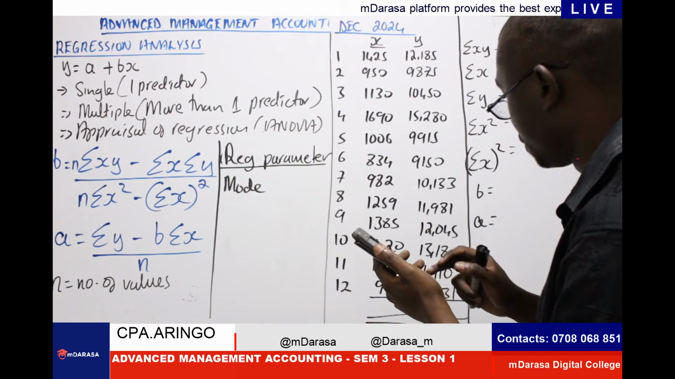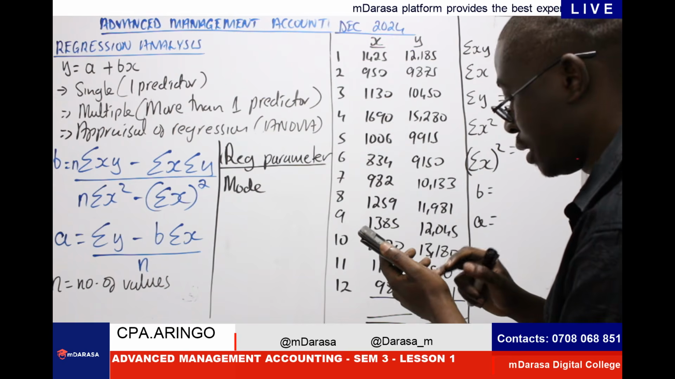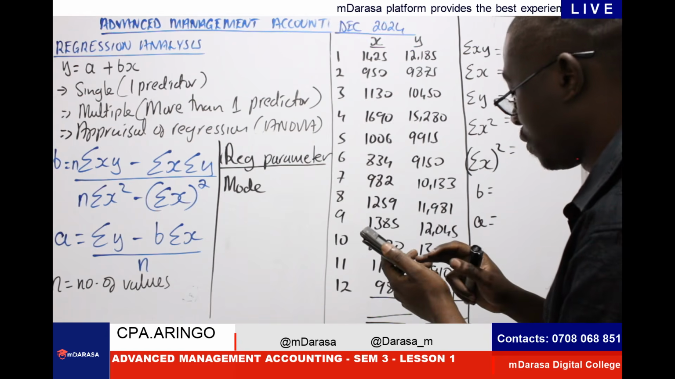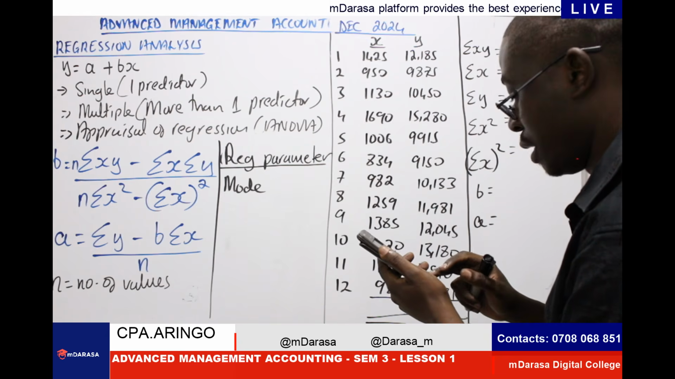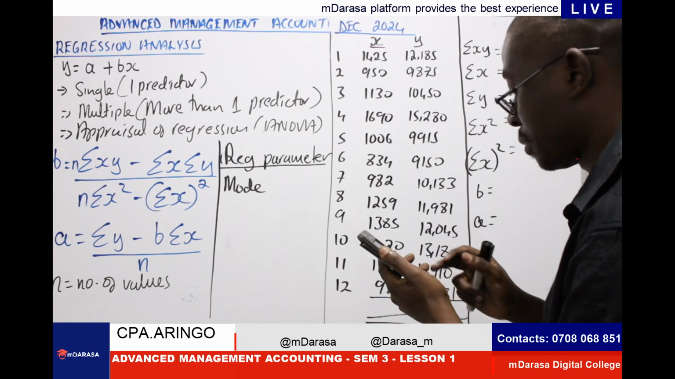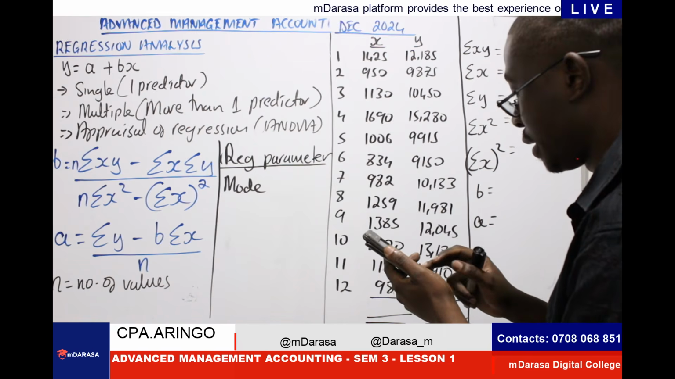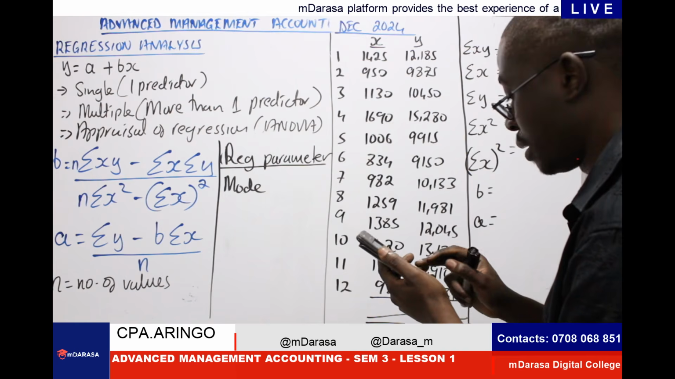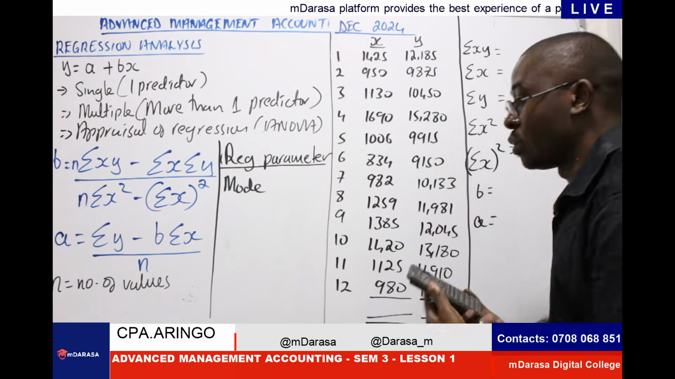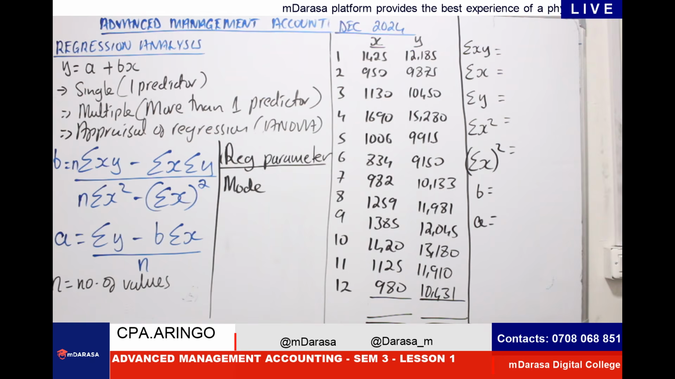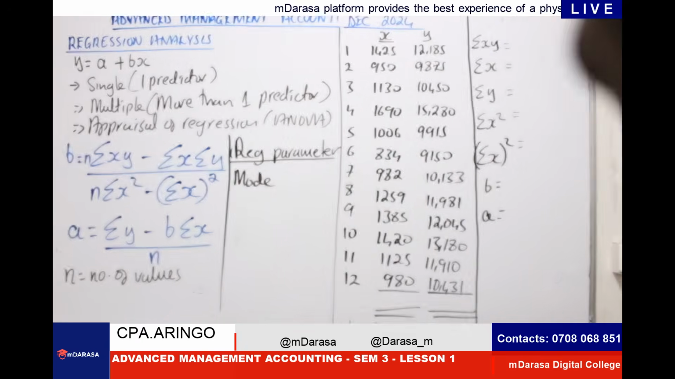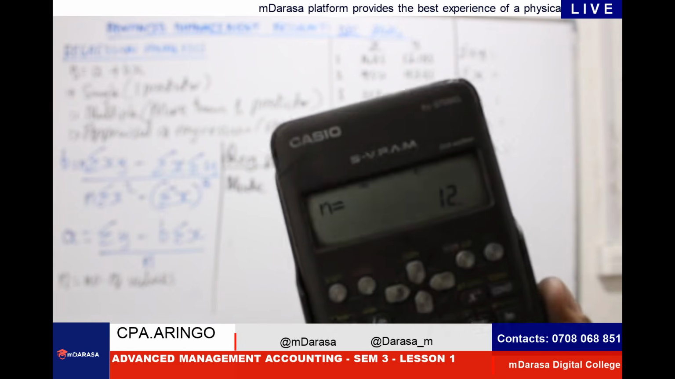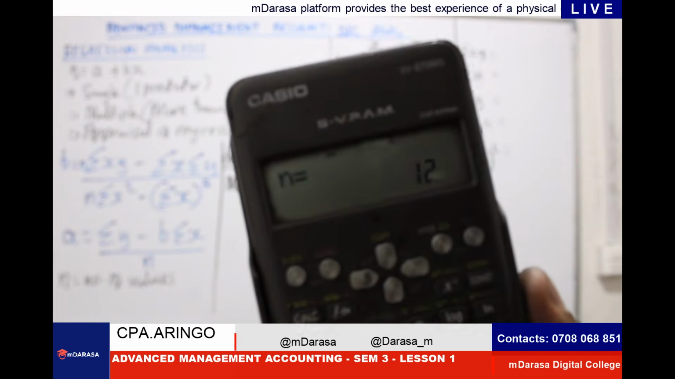1420, comma 13180 m plus, 1125, comma 11910 m plus. We have, of course, 980, comma 10431 m plus. See, so eventually on my n value, which I believe all of you are achieving, if at all you're doing the Mwalimu, my n value will show that my n is equal to 12.